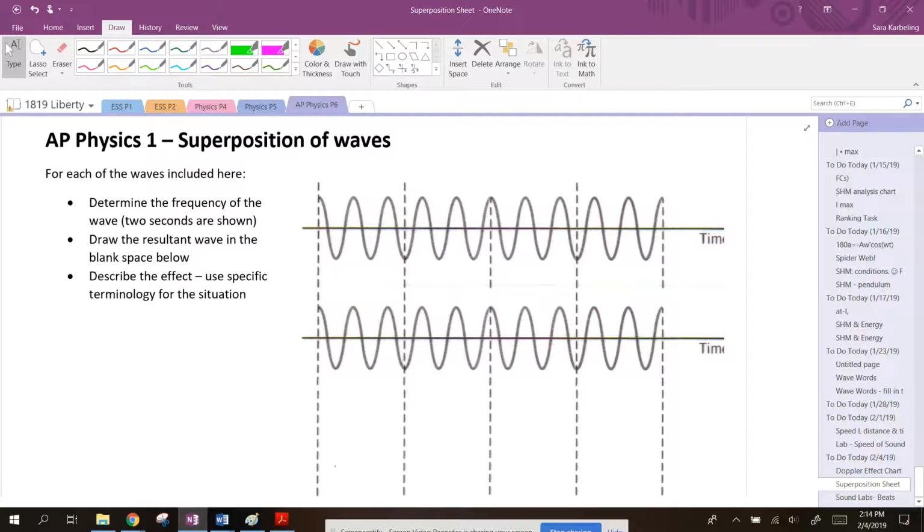Go, Jasmine, what you got? When two waves are traveling on the same medium and they meet, the resultant wave is going to be the sum of the amplitudes. Absolutely.